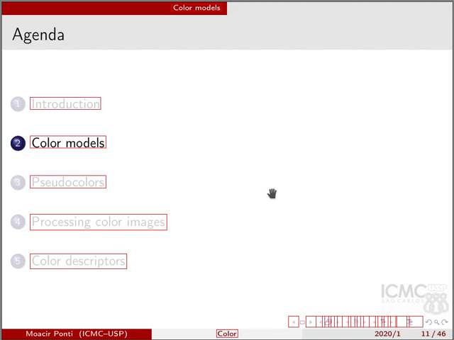Next, I'm going to talk about color models.